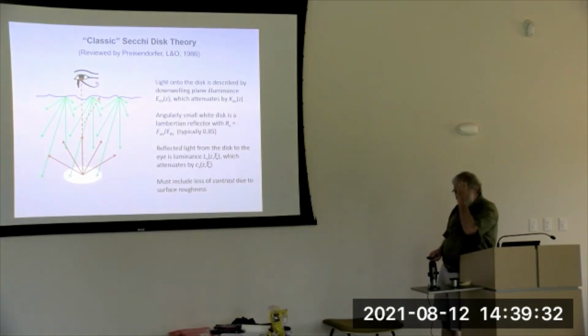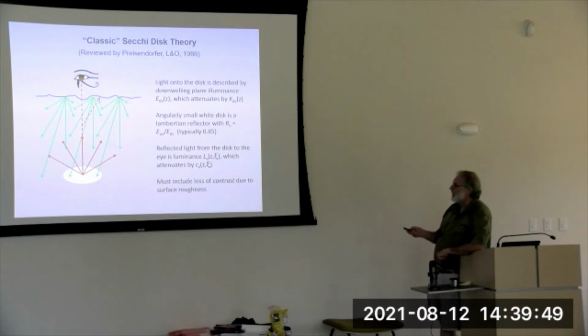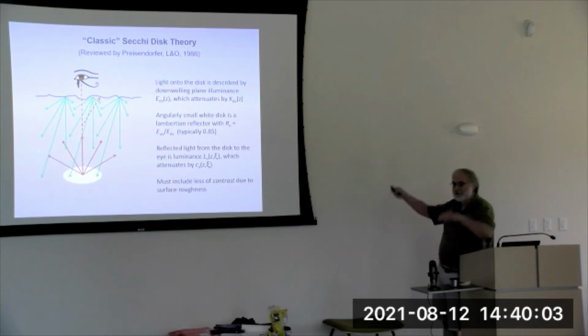So there's now a couple of models for how to predict the Secchi depth given the water properties and so forth. One of them is called the classic Secchi disk theory, reviewed by Preisendorfer in the Knowledge in Oceanography article. And the basic gist of it is this. You're up here in the air, you're looking down through the water, you're seeing the Secchi disk down here. Now the light that's illuminating that disk is coming from all parts of the surface up there, all sky radiance.